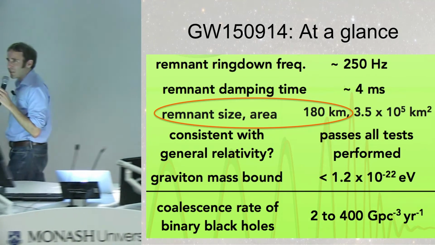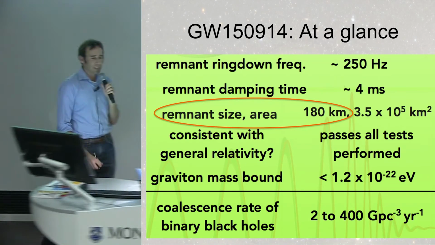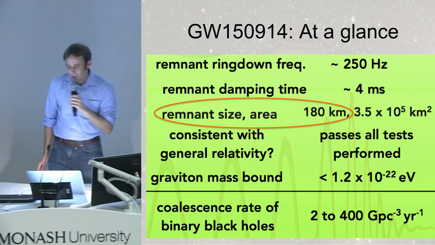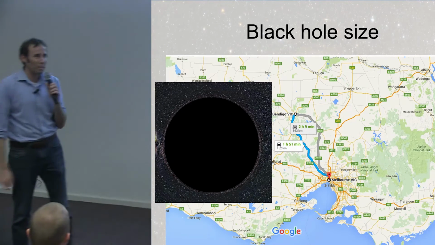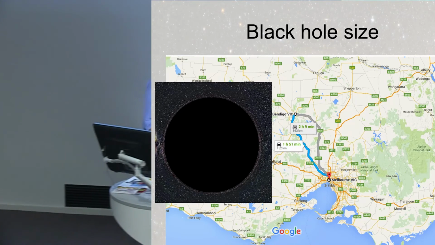The black hole that was left over was about 180 kilometers in diameter, which could easily fit in Victoria. It's a little bit further than the distance to Bendigo from Melbourne.